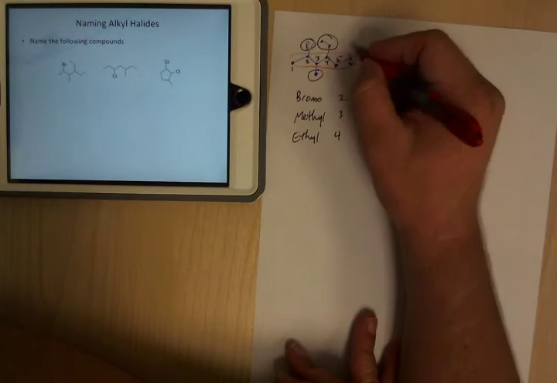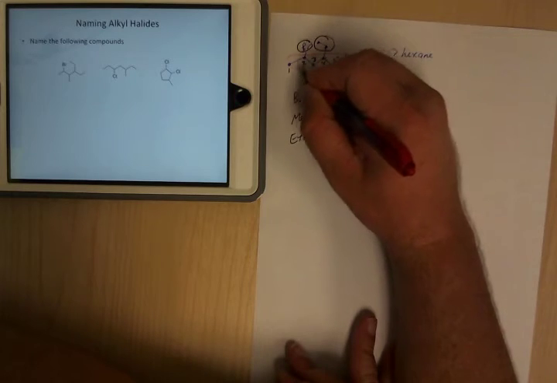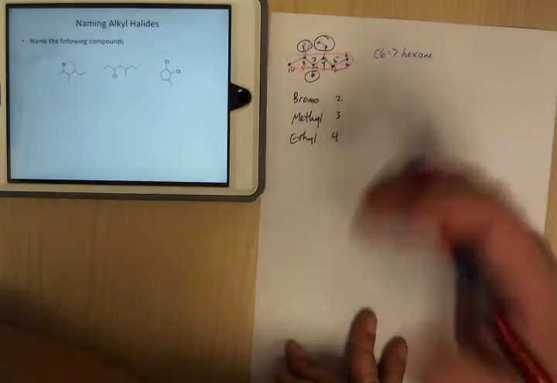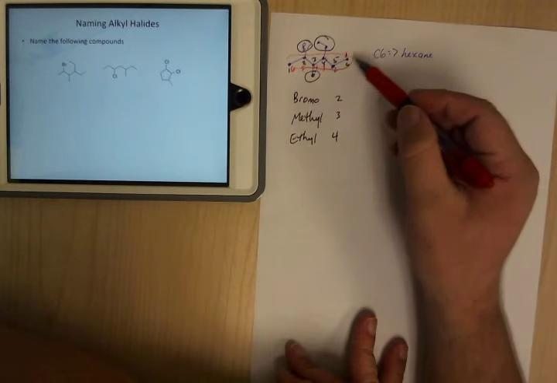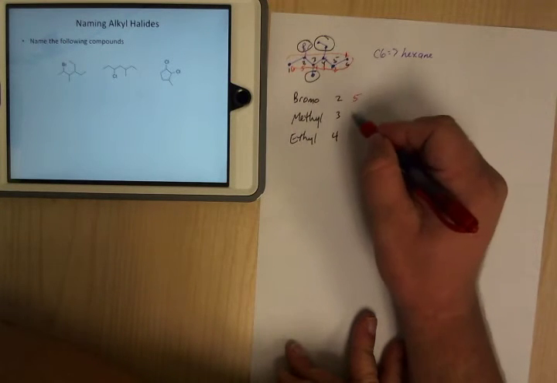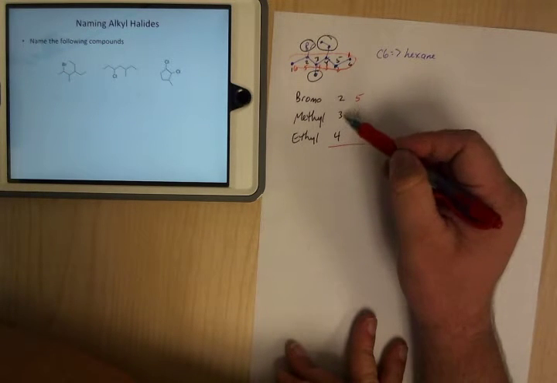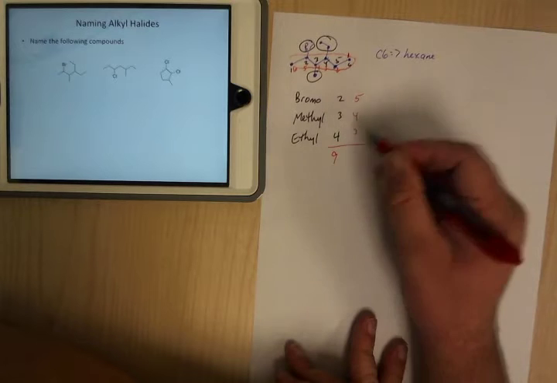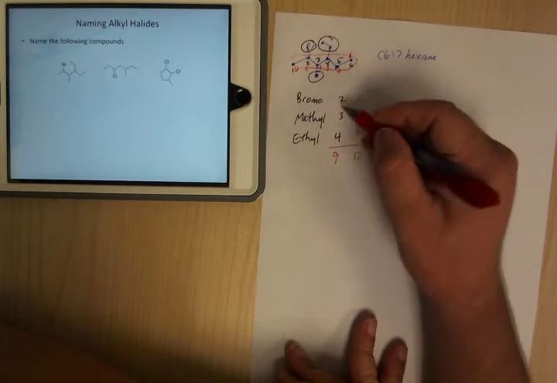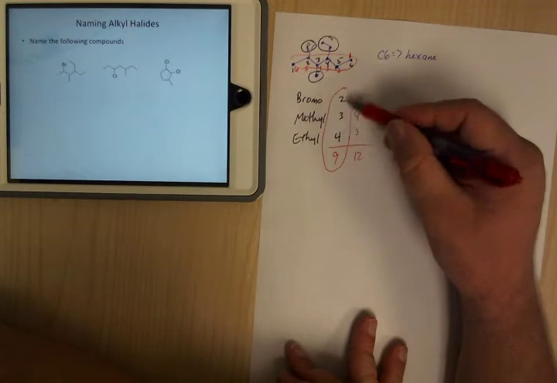But then we also have to check from this side too. 1, 2, 3, 4, 5, 6. So we're naming just like the alkanes. We have to go from both sides to check. In this case, the bromo will be off of 5, this will be off of 4, and that'll be up to 3. So we add them up. That's 5, that's 9, this is 12. This gives the smaller number, so we're going to use this numbering group.